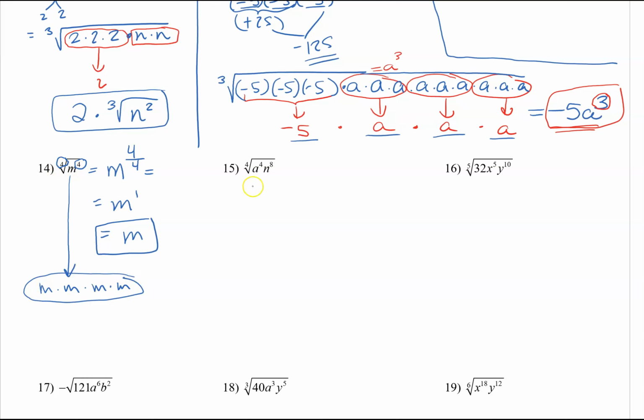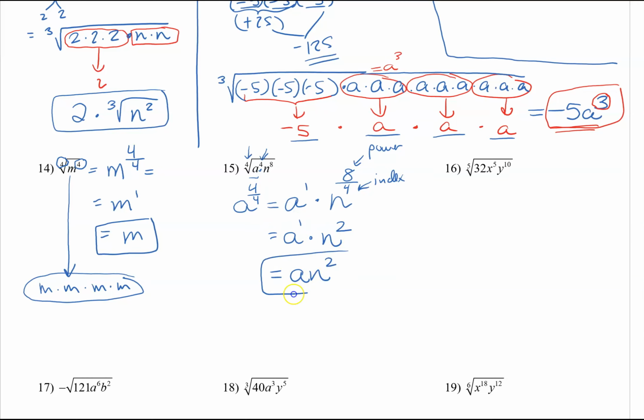In 15, again, I can take the base of a. I can think of that as a to the 4 divided by 4, right? Power divided by index, and that would be a to the first. That's being multiplied to n to the power of 8 divided by the index of 4. So I'm taking power, dividing it by index, and so that's a to the first times n squared, or a n squared would be our final answer for 15.